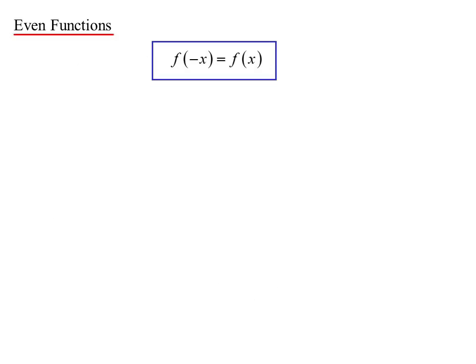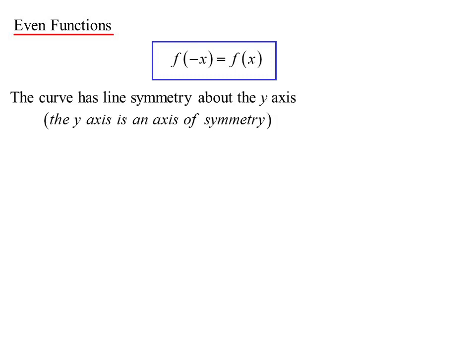Well, then there are even functions. Criteria for an even function: f(negative x) is equal to f(x). And back to our transformations again, that was a reflection in the y-axis. So we end up with something like line symmetry. So something with line symmetry about the y-axis. In other words, y-axis symmetry.